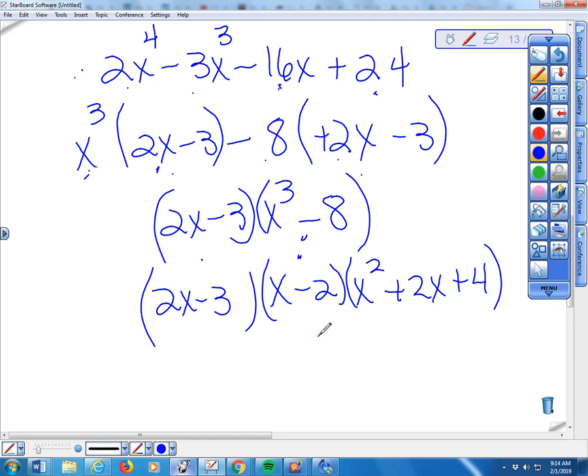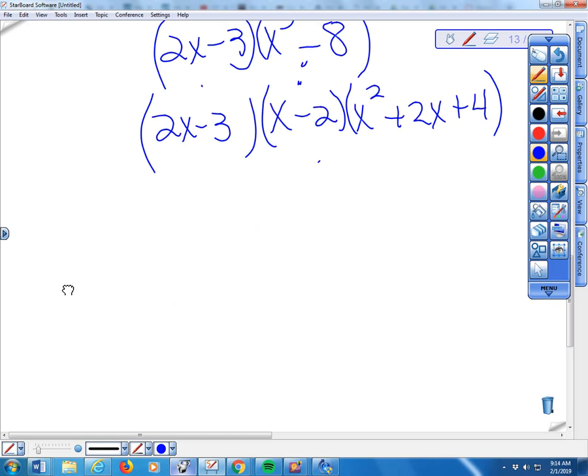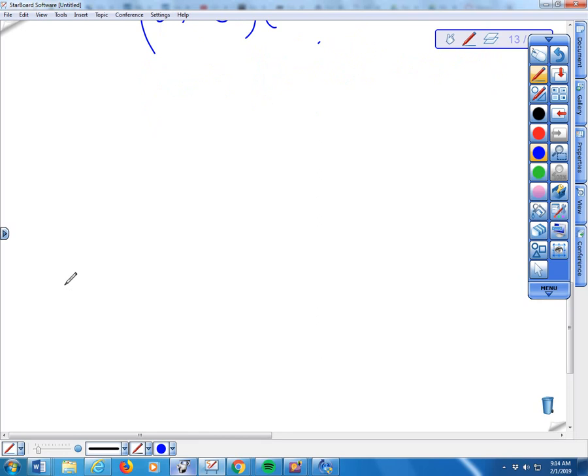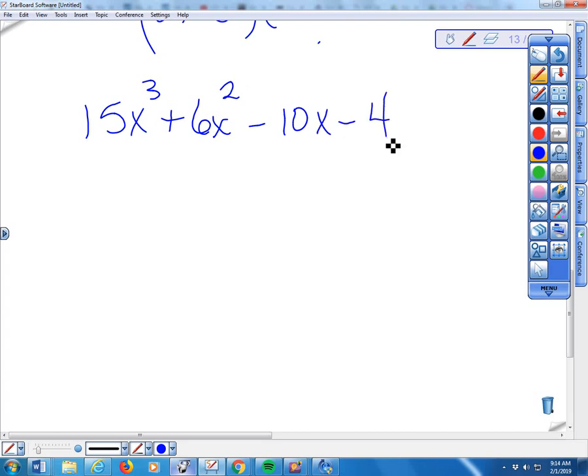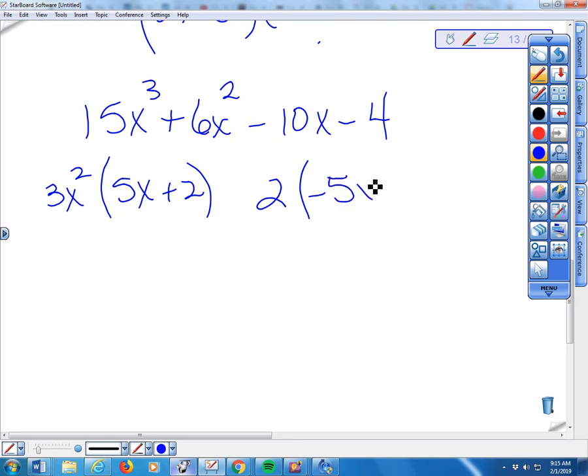You want to try one more by grouping? Okay. 15x to the third plus 6x squared minus 10x minus 4. Focus on the first 2. 3x squared, good. Taking 5x plus 2. Now for the next two, it's negative 2, so 5x, negative 5x minus 2.